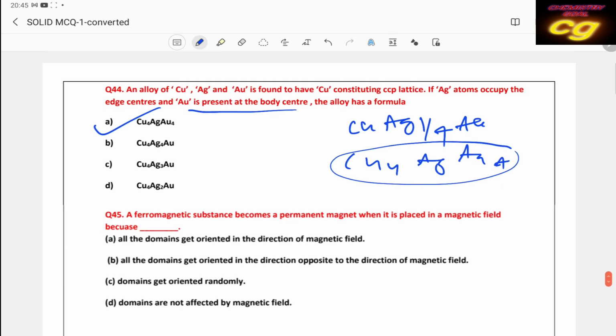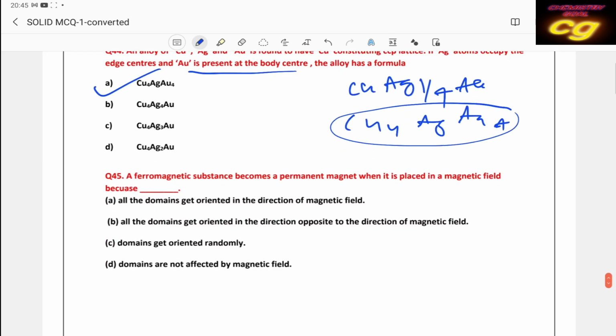Okay. Then a ferromagnetic substance becomes a permanent magnet when it is placed in a magnetic field, because all domains get oriented in the direction of the magnetic field, or in the direction opposite to the magnetic field, or domains get oriented randomly, or domains are not affected by the magnetic field. Here, as a ferromagnetic is strongly attracted, all domains get oriented in the direction of the magnetic field. So answer A, the first, is correct, because all are in the same direction.